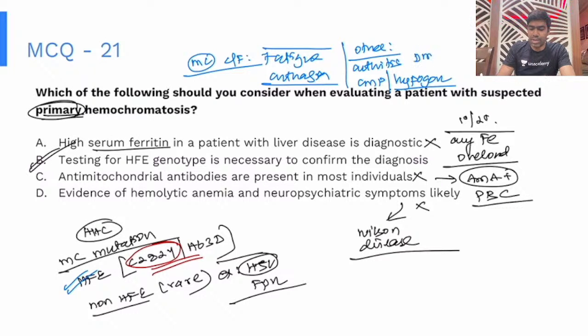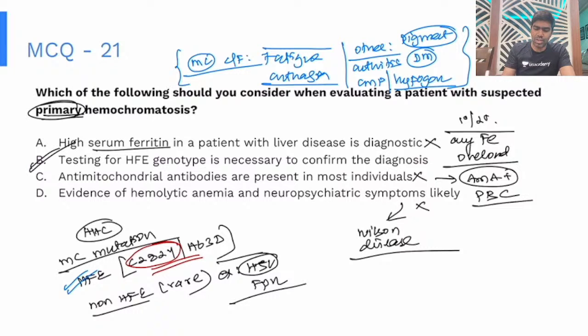And patients can develop diabetes mellitus, and patients can develop skin pigmentation also. That's the reason why it is also referred to as bronze diabetes. The reason for diabetes is basically pancreatic damage, beta cell damage by iron deposition. So these are the clinical features when it comes to hereditary hemochromatosis.